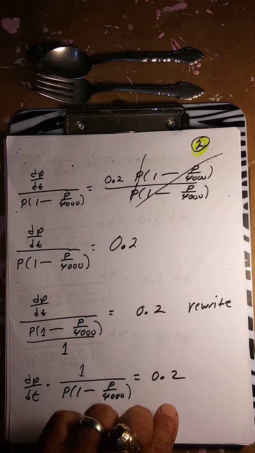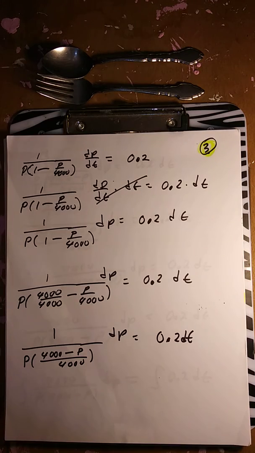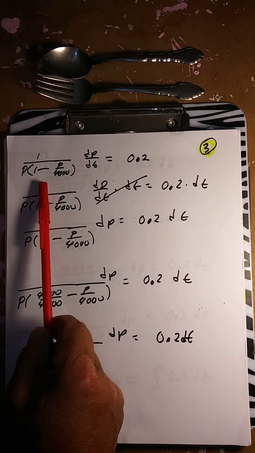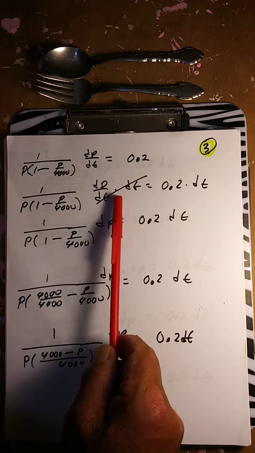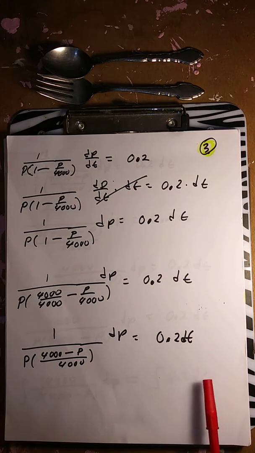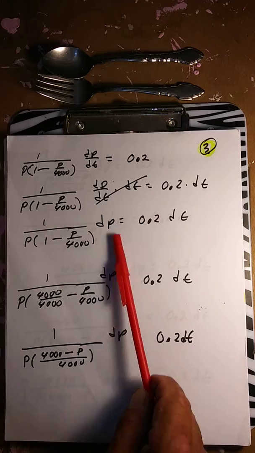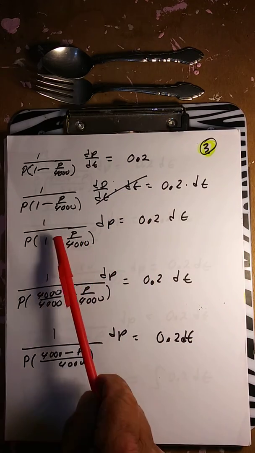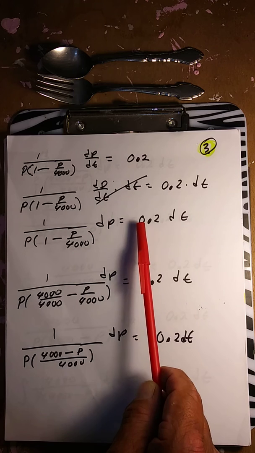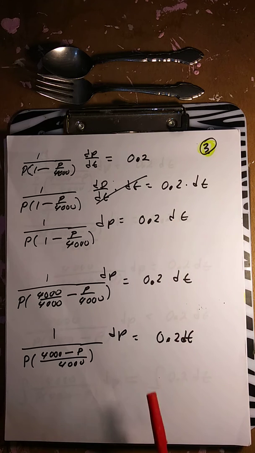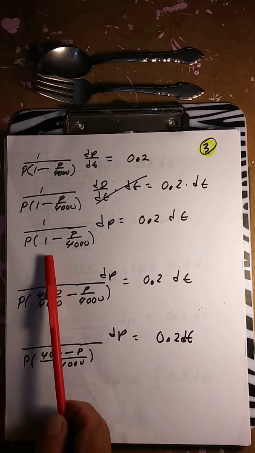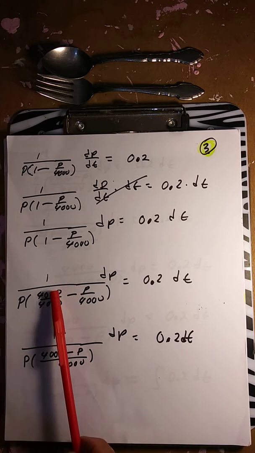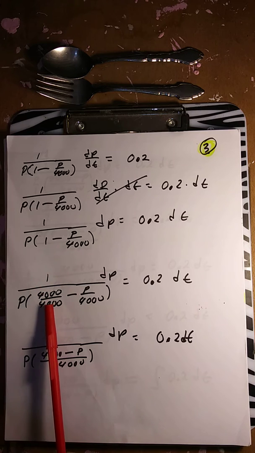Now, the next step. We have 1 over P times (1 - P/4,000) times dP/dt, and multiply both sides by dt. So now, what happens? These will cancel. So we have 1 over this, dP equals 0.2 dt. Now, what we're going to do, see the 1 right there? 1 becomes 4,000 over 4,000. That's a 1. I rewrote this.